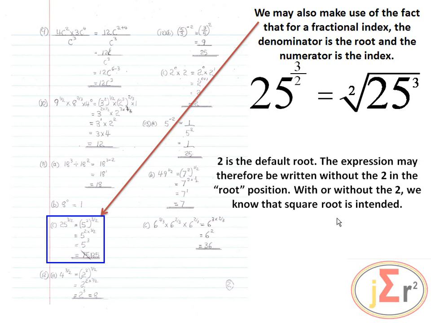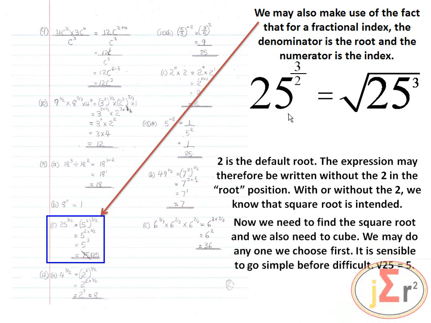2 is the default root. The expression may therefore be written without the 2 in the root position. With or without the 2, we know that the square root is intended. Therefore, this sign that we have right here, if no number is here, then the square root is intended. And that is so with or without the presence of this 2. So we may eliminate it altogether.